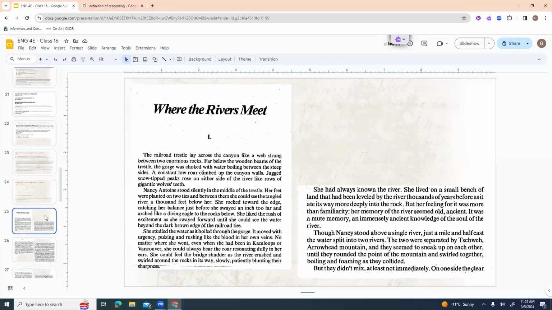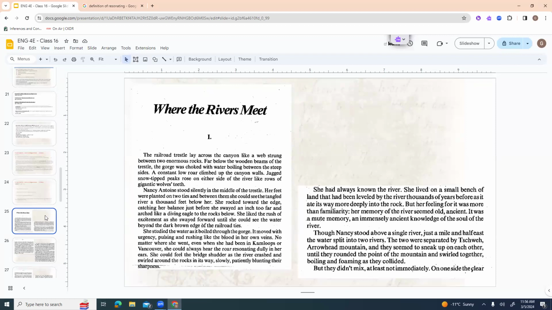So here we have: The railroad trestle lay across the canyon like a web strung between 2 enormous rocks. Far below the wooden beams of the trestle, the gorge was choked with water boiling between the steep sides. A constant low roar climbed up the canyon walls. Jagged, snow-tipped peaks rose on either side of the river like rows of gigantic wolves' teeth. Nancy Antoine stood silently in the middle of the trestle. Her feet were planted on 2 ties, and between them she could see the tangled river 1,000 feet below her. She rocked towards the edge, catching her balance just before she swayed an inch too far and arched like a diving eagle to the rocks below.